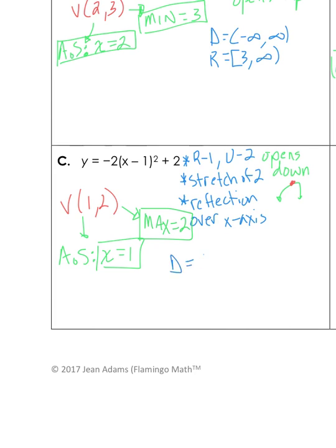So my domain is negative infinity to positive infinity, but my range, the lowest value is actually negative infinity because this keeps opening down here, so it just keeps going down and down and down. I can't get to my lowest value. So my lowest value is negative infinity, and it only goes up to the maximum value of 2.